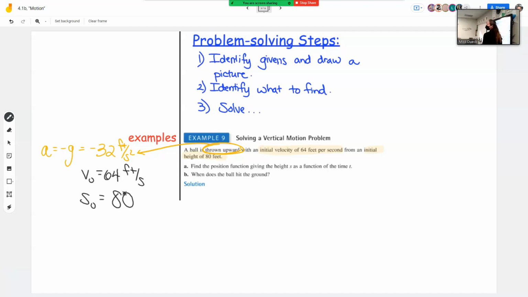A ball is being thrown how? Upward. There's my positive velocity. It's not being thrown down. That would be a negative initial. It's being thrown up, a positive initial velocity.